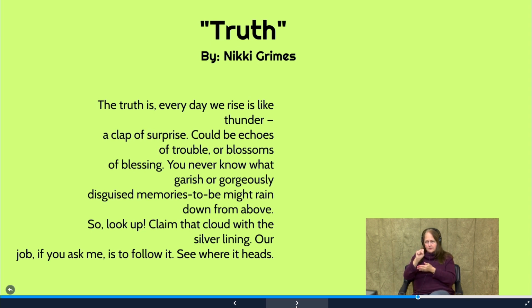The truth is, every day we rise is like thunder. A clap of surprise could be echoes of trouble or blossoms of blessing. You never know what garish or gorgeously disguised memories to be might rain down from above. So look up. Claim that cloud with a silver lining. Our job, if you ask me, is to follow it.